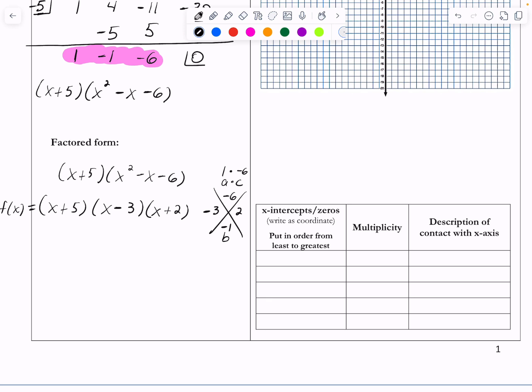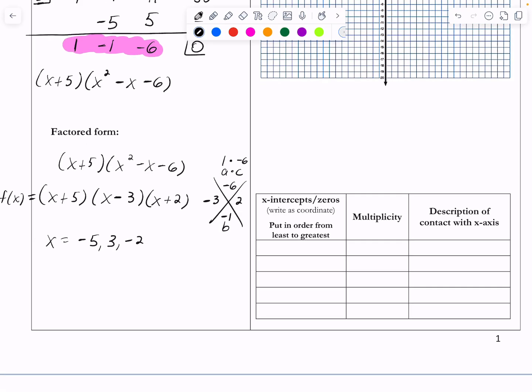All right, so using our understanding of how to find the zeros or the x-intercepts, my zeros are going to be negative 5, positive 3, and negative 2. All right, so writing those down in my table from least to greatest, negative 5, 0, negative 2, 0, and positive 3, 0. And all of these are single roots, that have a multiplicity of 1. So this is where the function is going to cross through at the x-axis. They all have a multiplicity of 1. They're single roots.